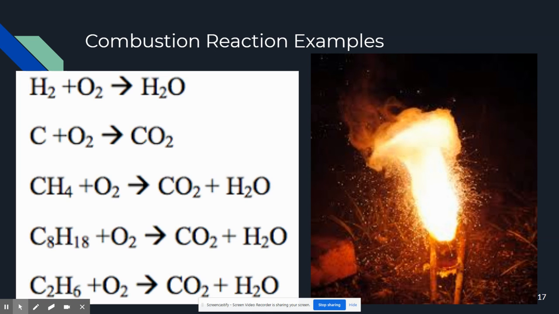Some examples. Hydrogen can combust and make just water. You can take carbon and combust it and make CO2. You can take CH4, which is methane. Okay, it's natural gas. Combust it and make those. So you're going to have this big carbon and hydrogen chain at the beginning of all combustion reactions.